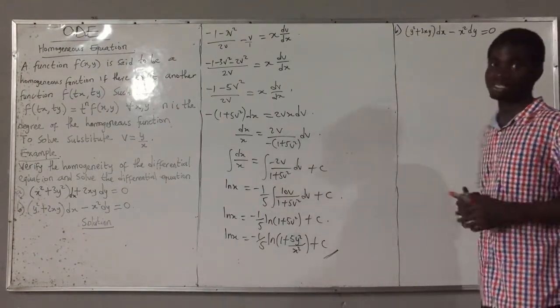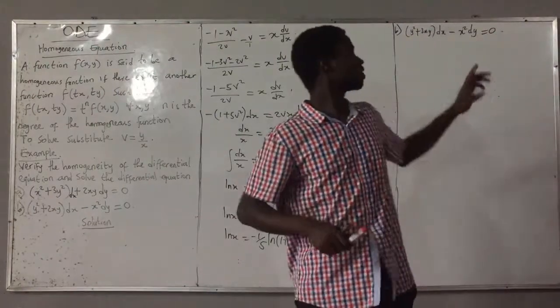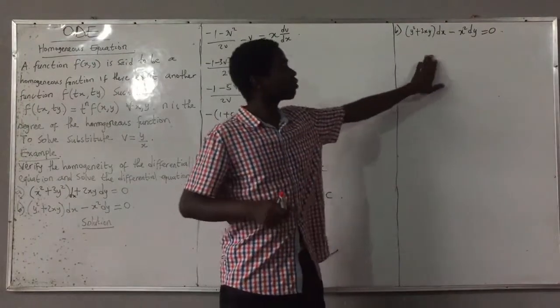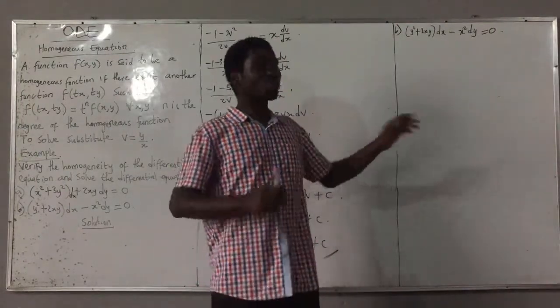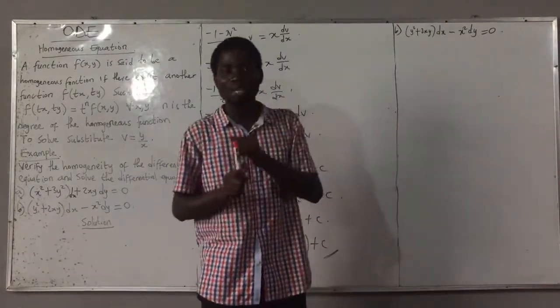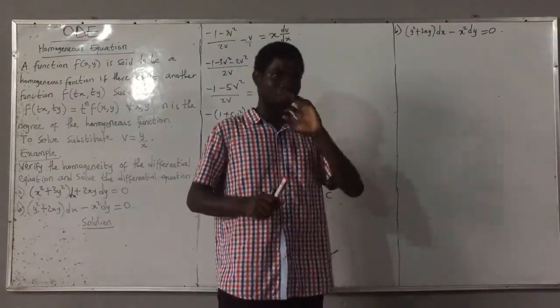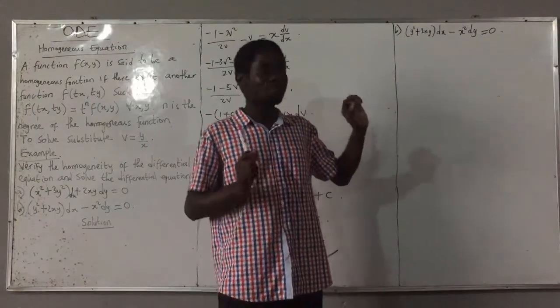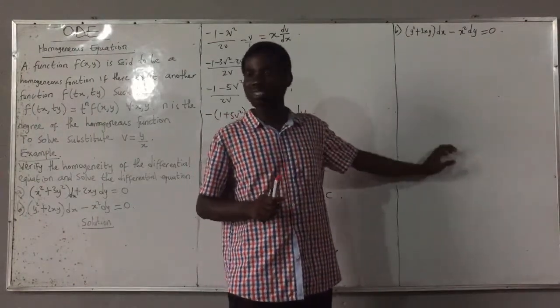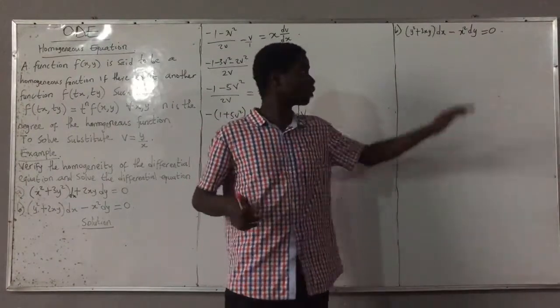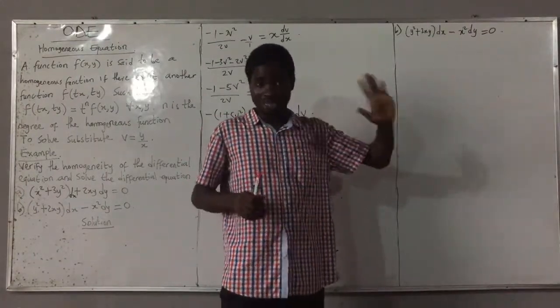Again, actually, I don't need to waste time. This is not variable separable. If you are in the examination hall and you see this equation to solve, check whether it is variable separable. If it's variable separable, use the variable separable method and solve the differential equation. But it is not variable separable. If it's not variable separable, check whether it is homogeneous. If they don't ask you to test for homogeneous, start solving. If you can see that it is homogeneous, start solving it.